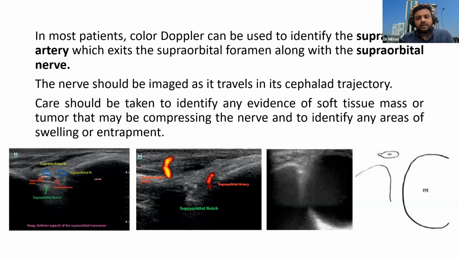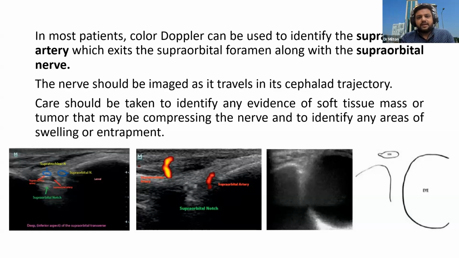Many times if you compress or press the probe too tightly over the skin, it may sometimes collapse the structure. So it should just be hanging, or just touching over the supraorbital area. After finding these things, you should compare between the right and left side.